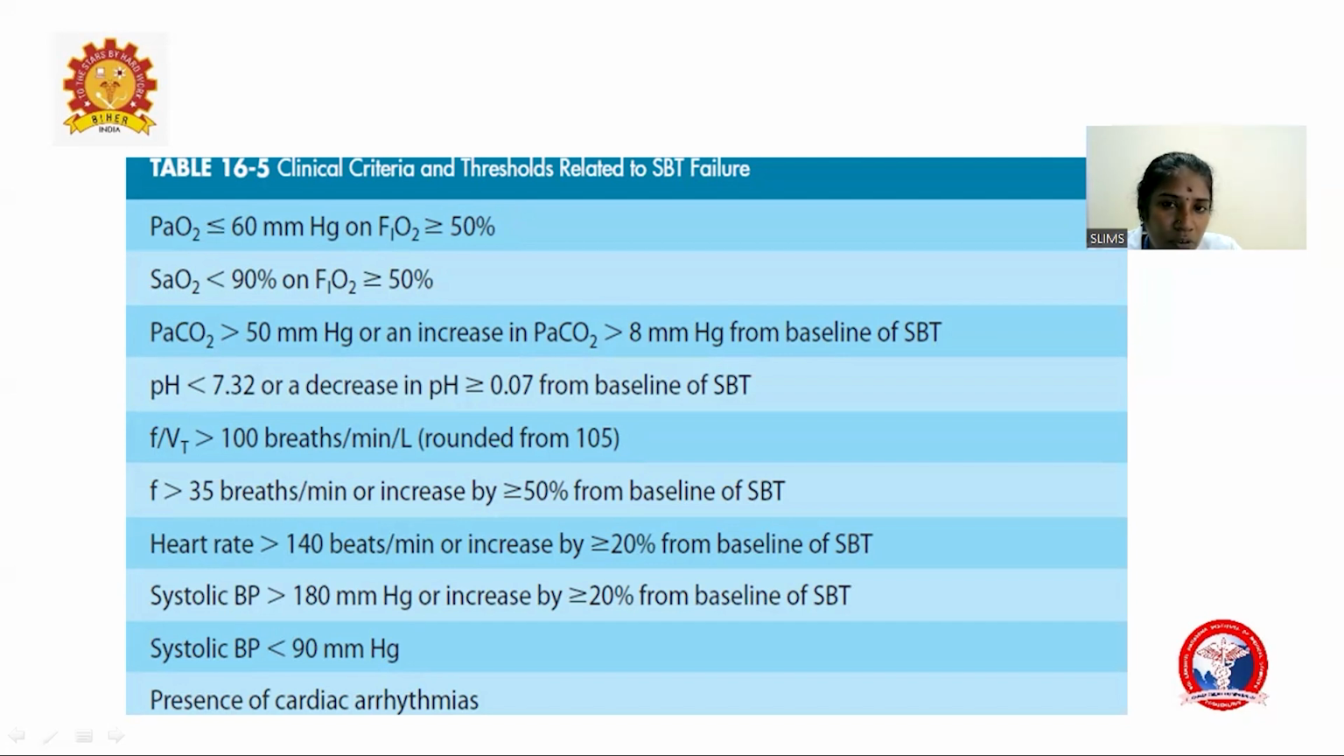Once you are planning for weaning, if the patient is noticed to have a cardiac arrhythmia, then you should not continue the SBT. So these are the failure criteria of SBT, the clinical criteria.